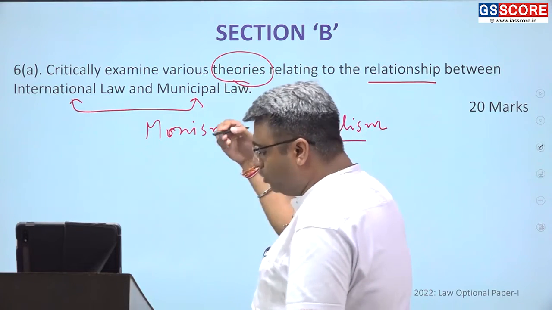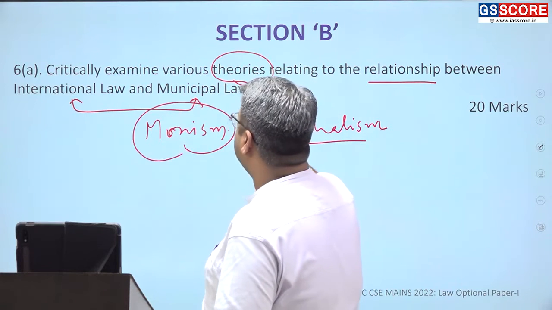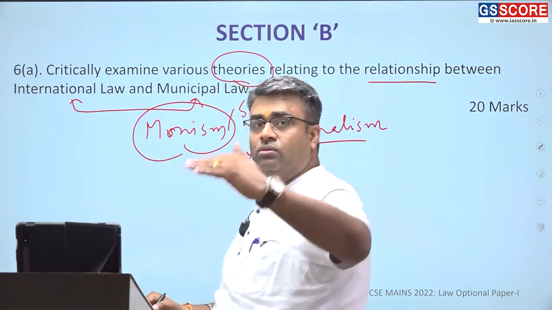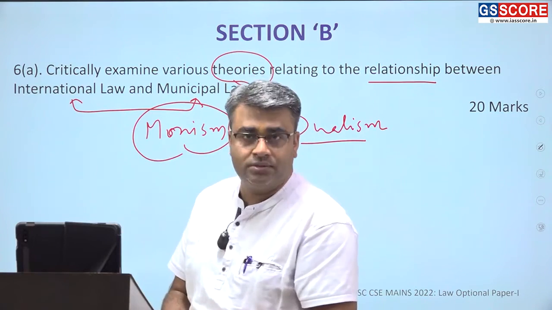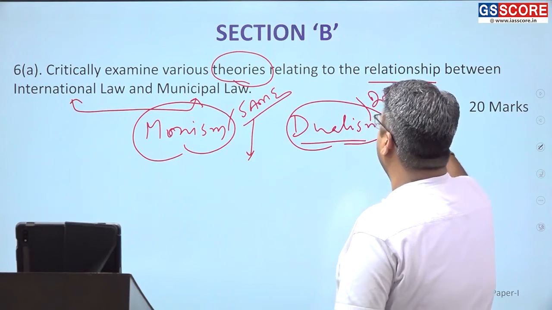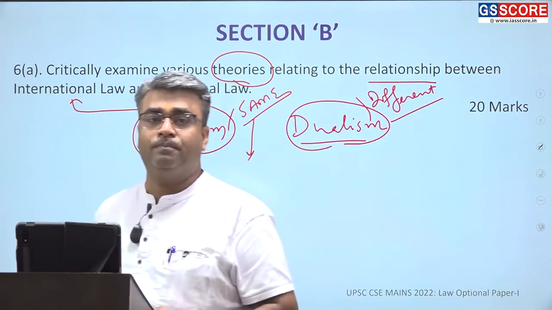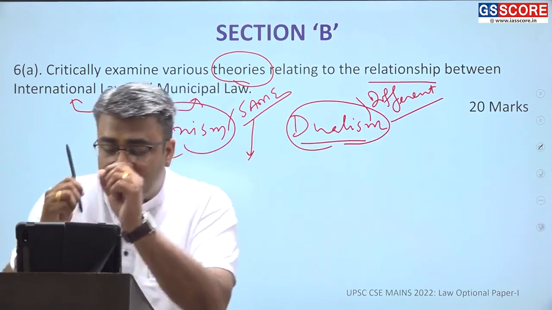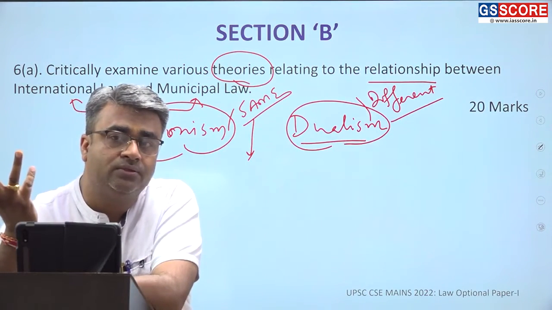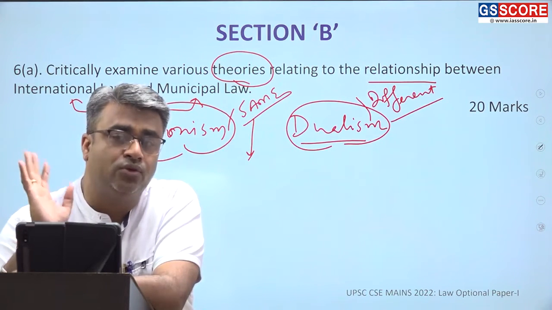So there are two theories actually. You have to just explain. Monism theory says they both are the same, but they just regulate different kinds of subject matters. While dualism says no, they are different. So this entire discussion revolves around monism and dualism. So I advise all of you, please go through this theory and your answer will be complete, nothing else. So start getting an idea of what is monism theory and what is dualism theory.